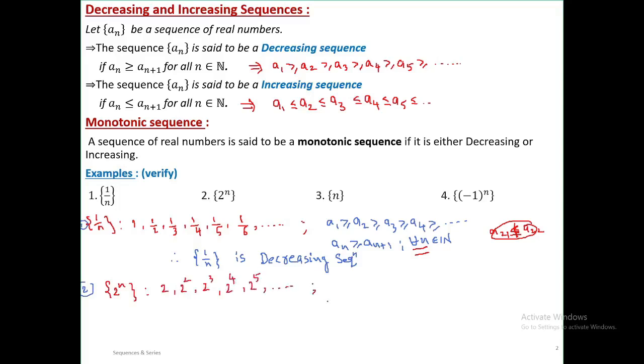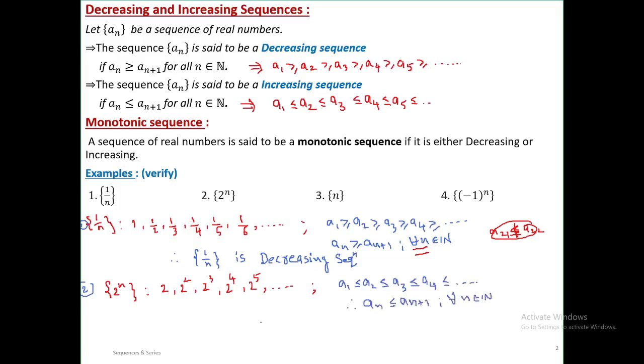Now here, what is the observation? Clearly a1 is less than or equal to a2, right? a2 is less than or equal to a3, which is less than or equal to a4, and so on. This pattern is being followed. Therefore I can say that an is less than or equal to an plus 1. It is true for all n belongs to the natural number set.